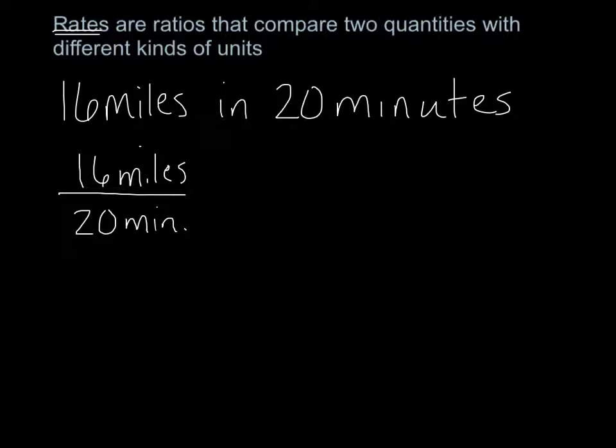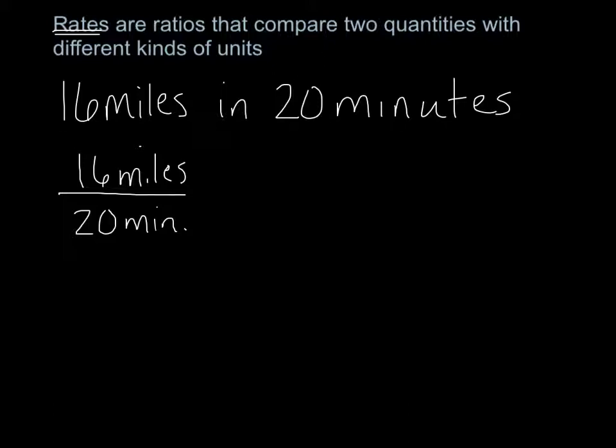Now remember, what makes this a rate instead of a ratio is that we have different kinds of units. A mile is a unit of distance and a minute is a unit of time. So this is why this is a rate and not a ratio. Please make note that there is a difference between the two words.